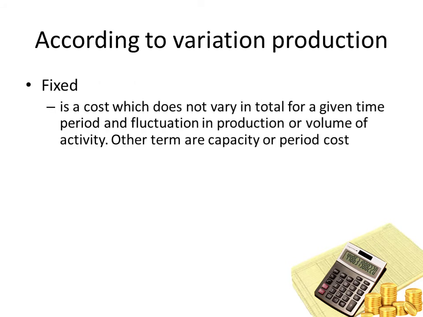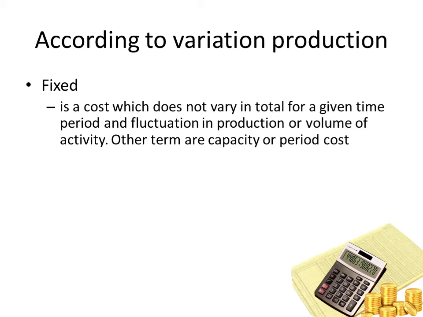Next, according to production, we have fixed cost. Fixed cost is a cost which does not vary in total for a given time despite fluctuation in production or volume of activities. Other terms are capacity or period cost. This is also so-called the volume. Remember, in break-even, we determine what number of products we need in order to cover the fixed cost.